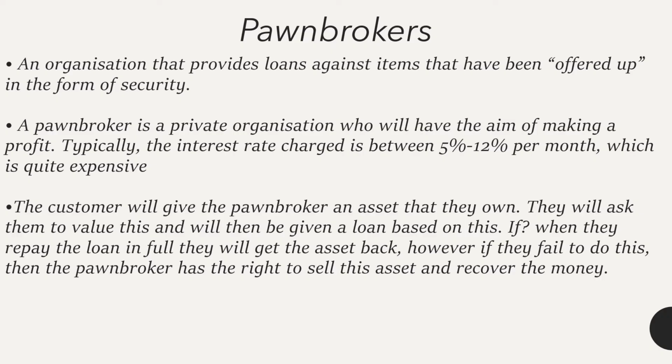The next financial institution is a pawnbroker. Now, a pawnbroker is an organization that provides a loan against items that have been offered up in the form of security. A pawnbroker is a private organization which will have the aim of making a profit. So typically, the interest rate charged is between 5% to 12% per month, which is quite expensive.